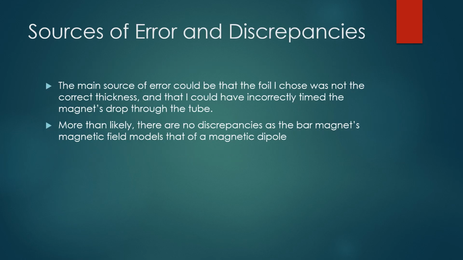Here are some sources of error and discrepancies. The main source of error could be that the foil I chose was not the correct thickness, and that I could have incorrectly timed the magnet's drop through the tube. And more than likely, there are no discrepancies as the bar magnet's magnetic field models that of a magnetic dipole.